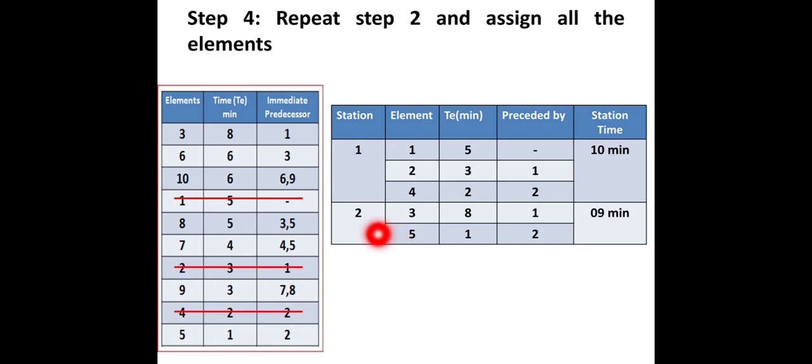Now I have the options 1, 2 and 4 marked. So I'll check 1. Okay, I found this element 1 which is not assigned. Here the element time is what? It is 8. So what is the cycle time? It is 10 minutes.